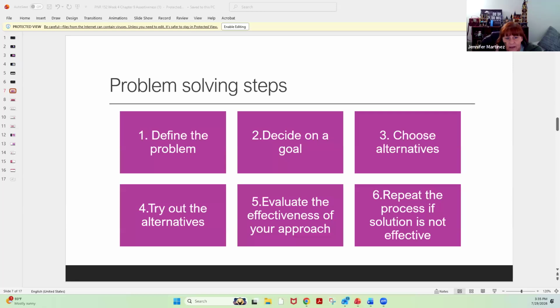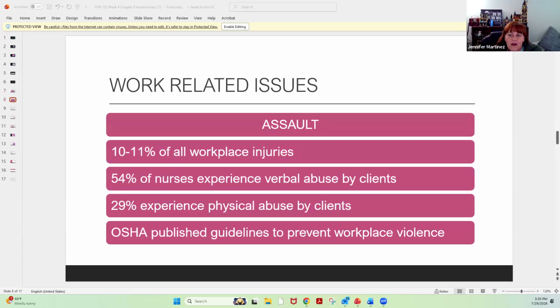So again, you're going to define the problem, you're going to decide on a goal, choose your alternatives, try out your alternatives, evaluate the effectiveness of your approach, and then repeat the process if the solution is not effective. And this is where assertiveness is really going to come into play. And so we're going to talk about some workplace or work related issues. So, for one, assault.